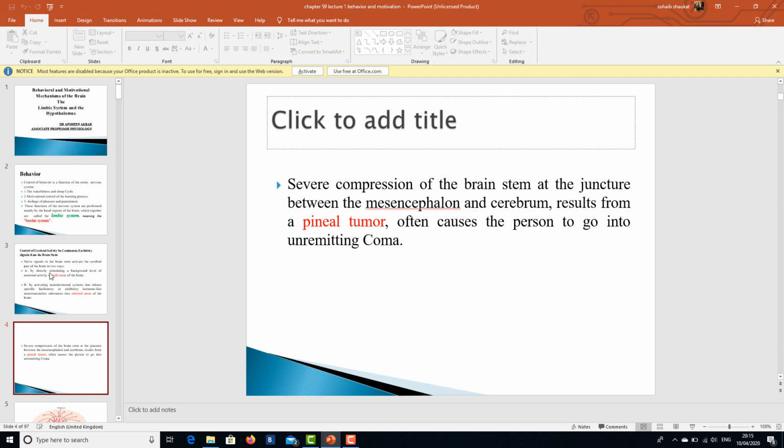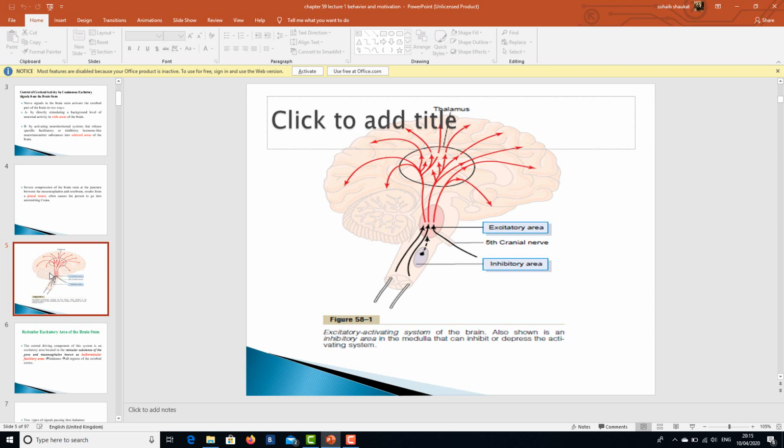Now, severe compression of the brainstem at the juncture between the mesencephalon and cerebrum results from a pineal tumor, and it often causes the person to go into an unremitting coma. So, you can see the excitatory area and the inhibitory area. There is excitatory activity going on, inhibitory activity going on, neuronal activity going on, and this excitation and inhibition by the neurotransmitters are going on, and they all are going to inhibit or depress the activating system.